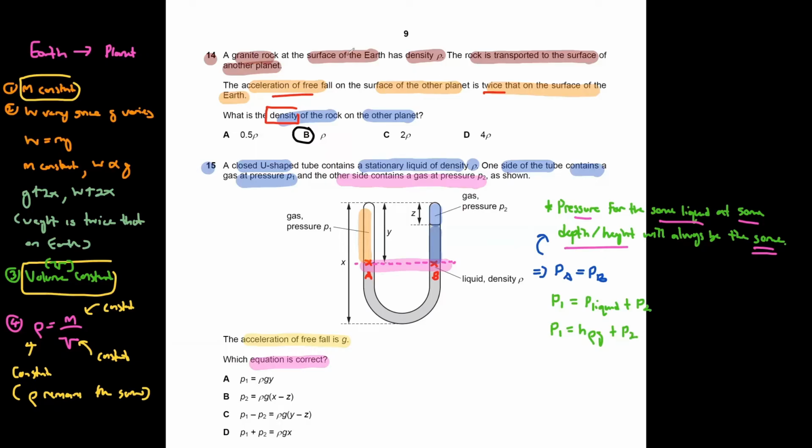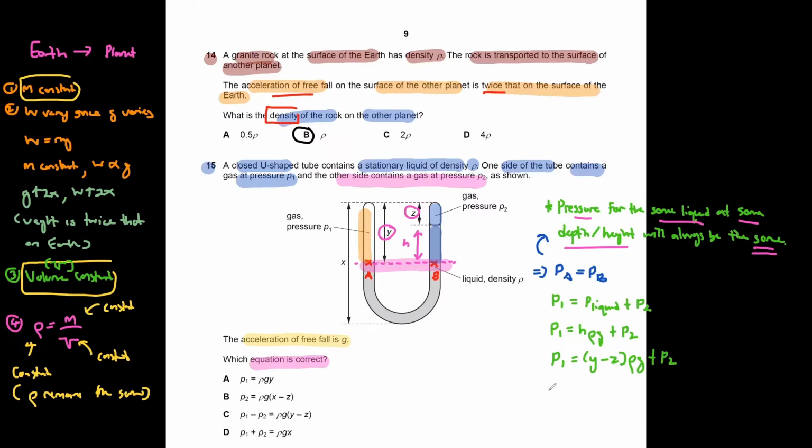So what is your h here? Your h is actually this part here. This part here is your h. Okay, maybe I should use a different color. h is actually this part here. Okay, h is actually y minus z. You take this length minus this length, you will get h, right? So you will get P1 equals (y minus z) rho g plus P2.